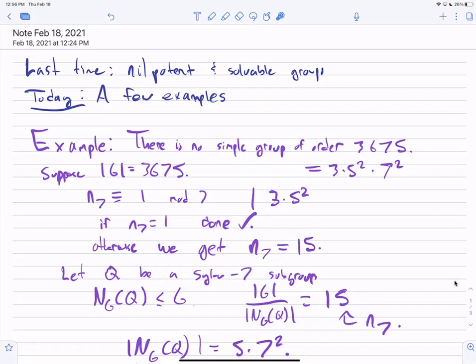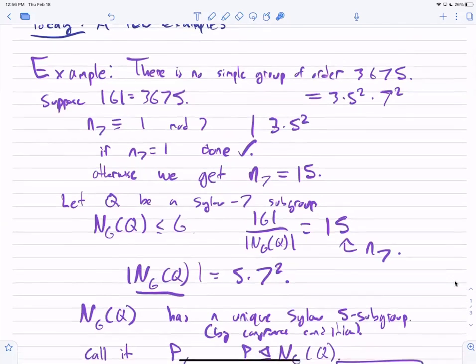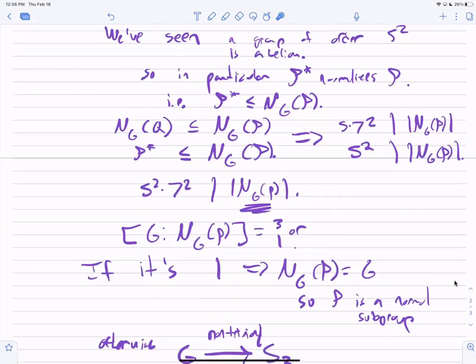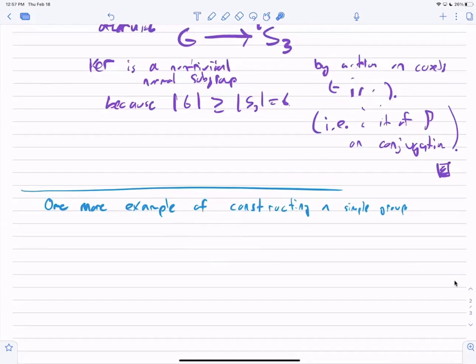So I want to do one more example where we construct a group and we show it is simple. And in the end, once you construct a group, the kinds of tools you use to show it is simple are maybe not so different. Looking at Sylow subgroups is a good idea, and so on.